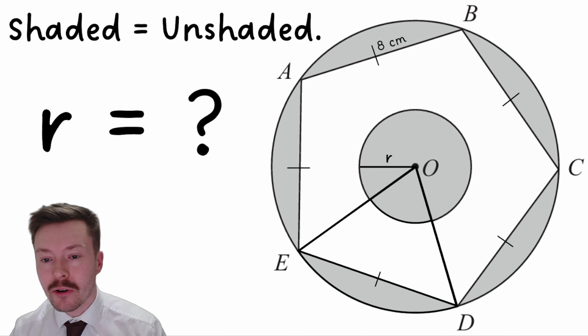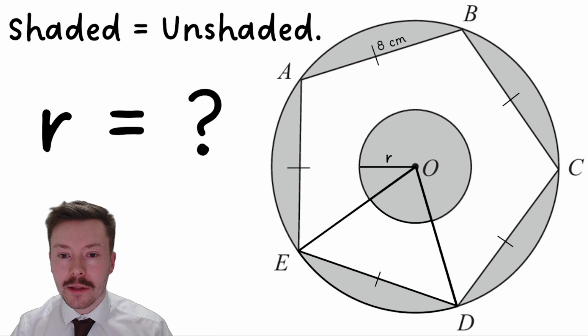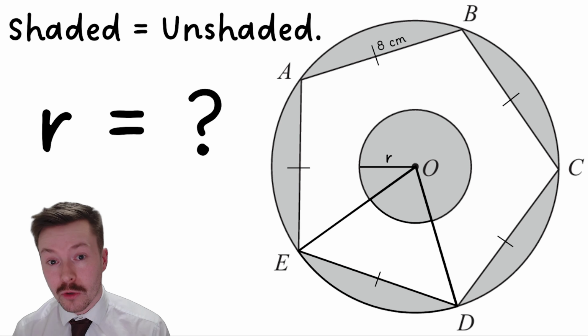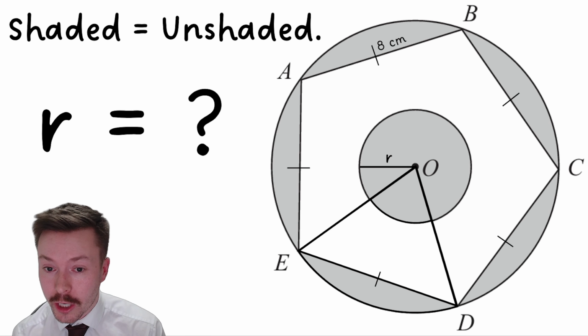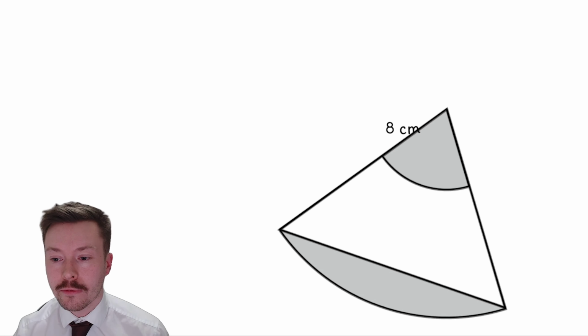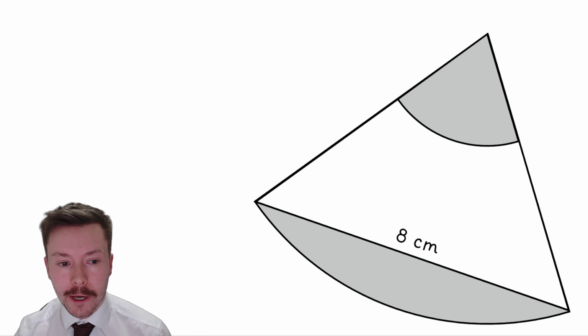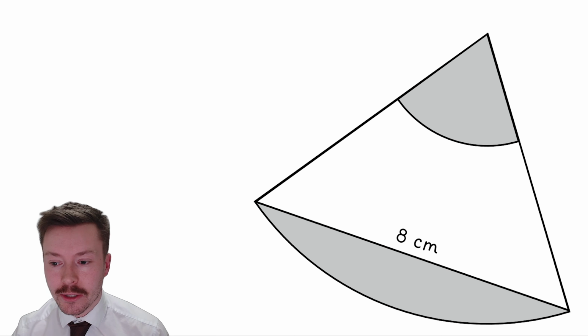and because the shaded area is equal to the unshaded area and the symmetry of those 5 equal sectors, the shaded areas will still be equal to the unshaded areas, and we will still be able to get the radius from that. Okay, so we've got our 8 centimeters.